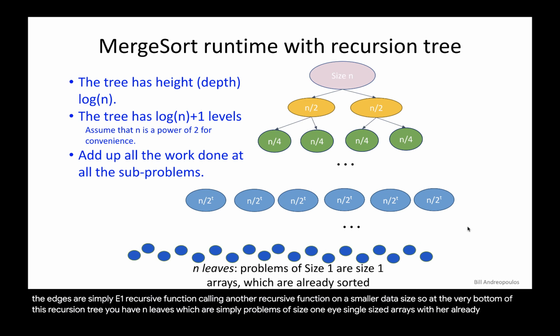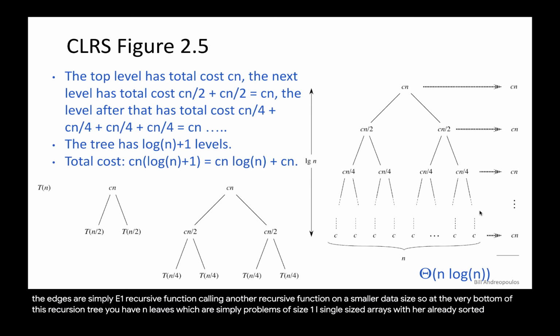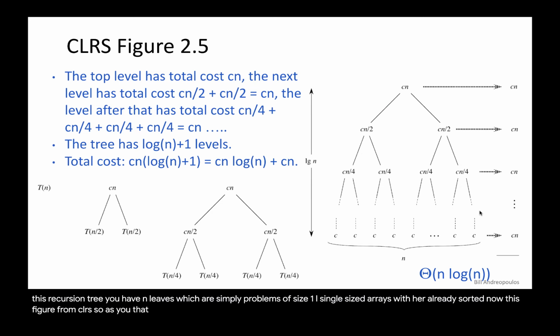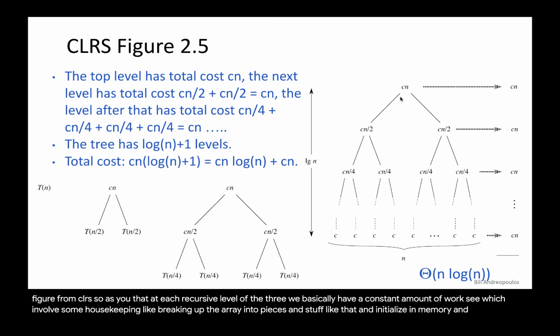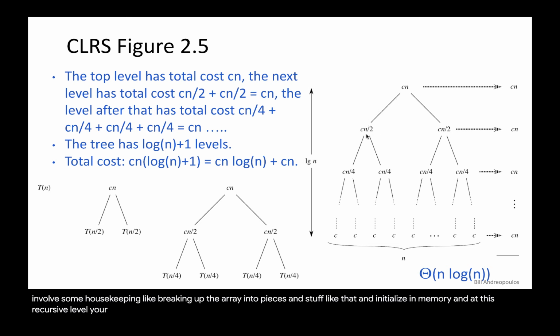Now this figure from CLRS shows you that at each level of the tree we have a constant amount of work that involves some housekeeping, like breaking up the array into subarrays and initializing arrays in memory. And at this recursive level, your problem size gets reduced by half, and at the next level it also gets cut by half.